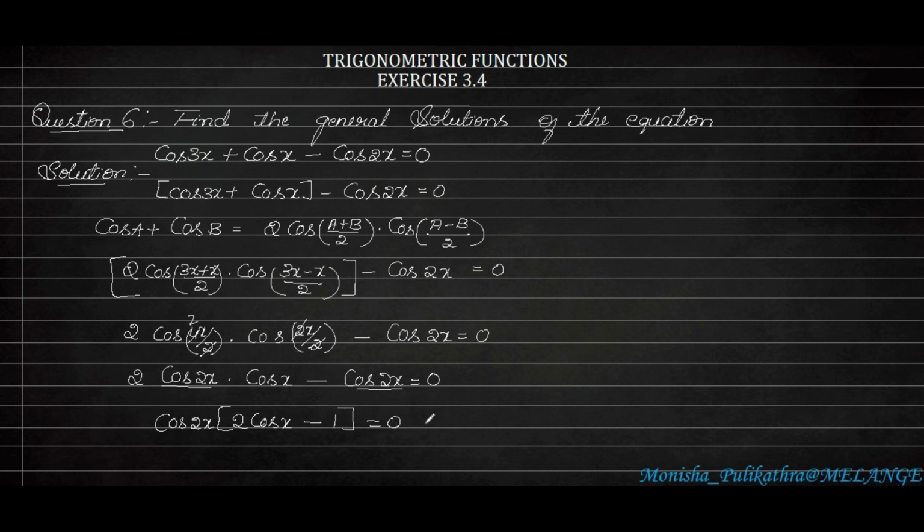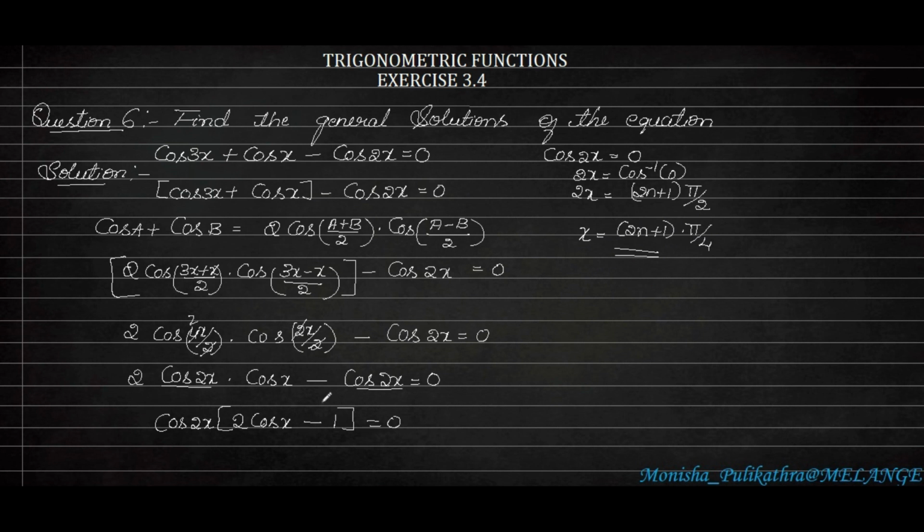Next we need to equate each factor separately to 0. So it will become cos 2x is equal to 0. So 2x is equal to 2n plus 1 into pi by 2. So x is equal to (2n plus 1) into pi by 4. So this is the first general solution, that is x is equal to (2n plus 1) into pi by 4.